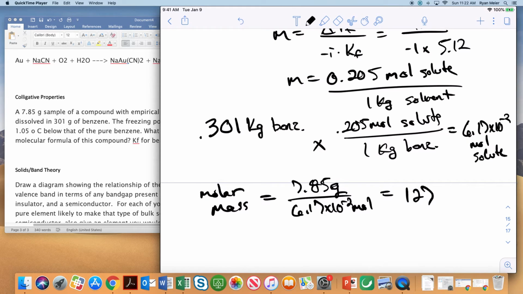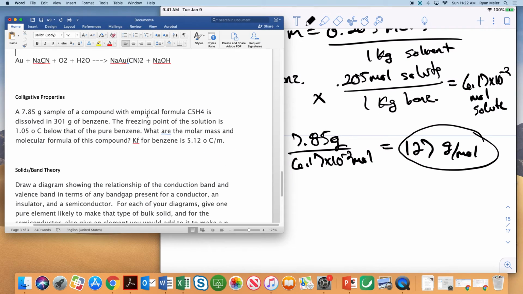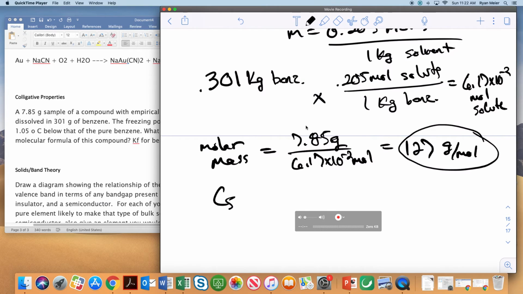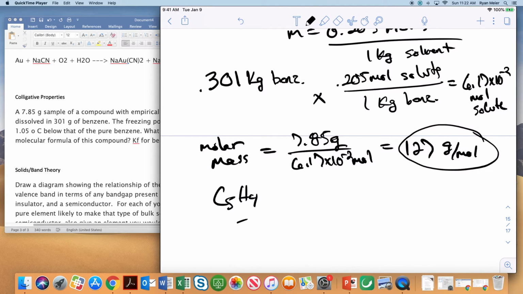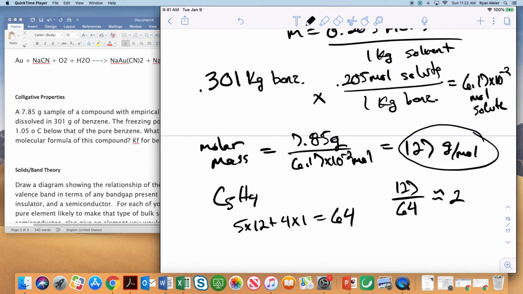And now, how do I convert this into a molecular formula? So there's my molar mass. To get my molecular formula, I have an empirical formula, which is the lowest ratio of things. So let's find the mass of the empirical formula first. C5H4. That'll be 5 times 12 plus 4 times 1, roughly. It's about 64. If I take the molar mass, which is 127, divided by the empirical formula mass, it's almost exactly 2. It's just a tiny bit smaller than 2.